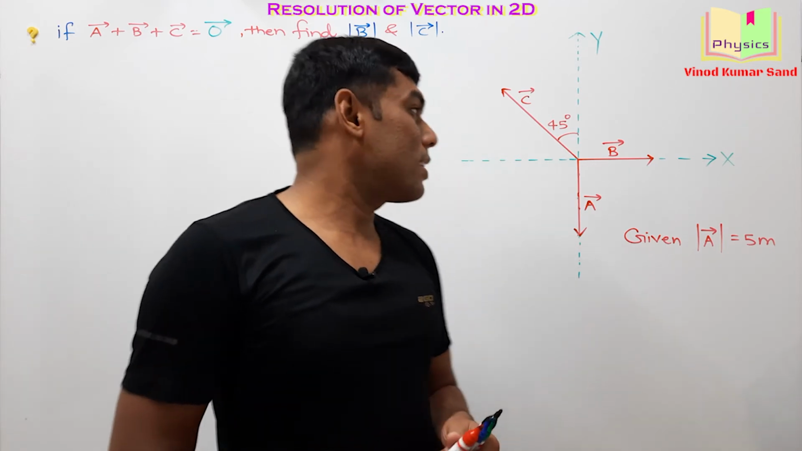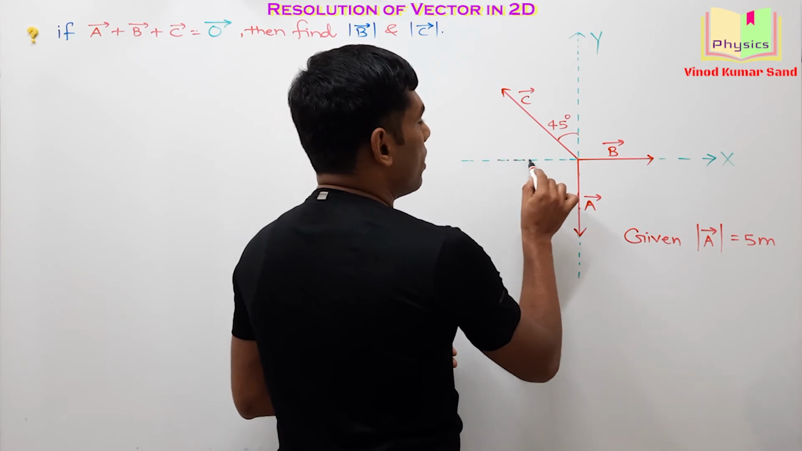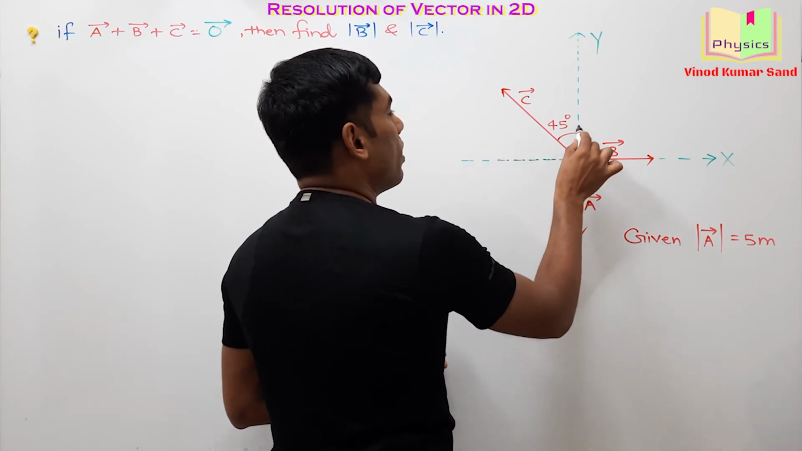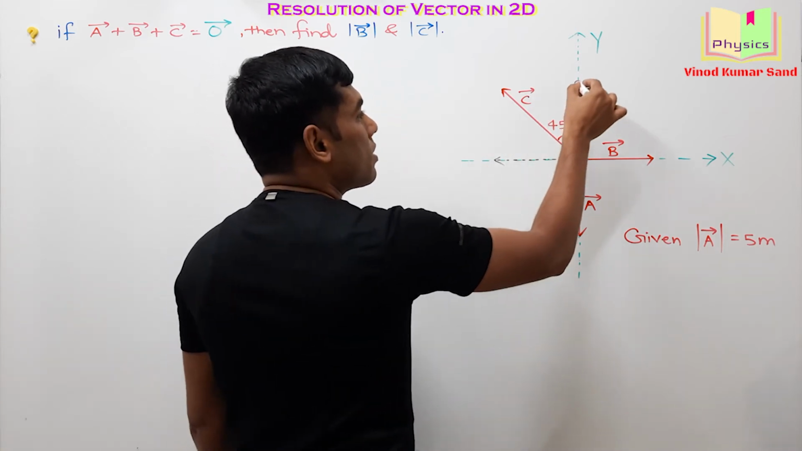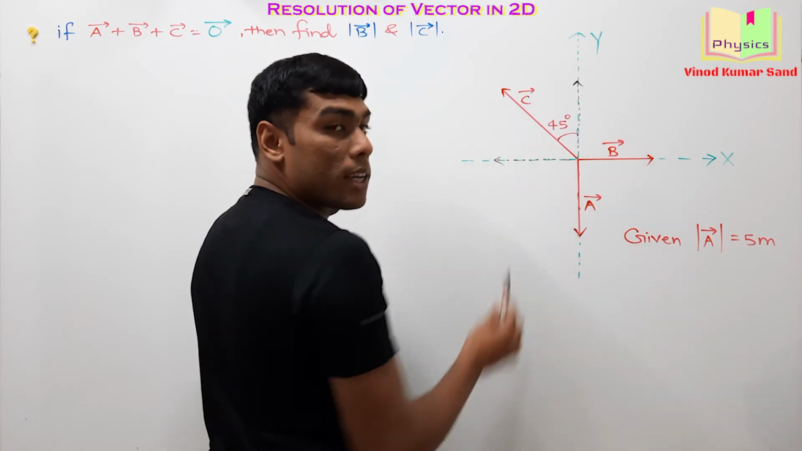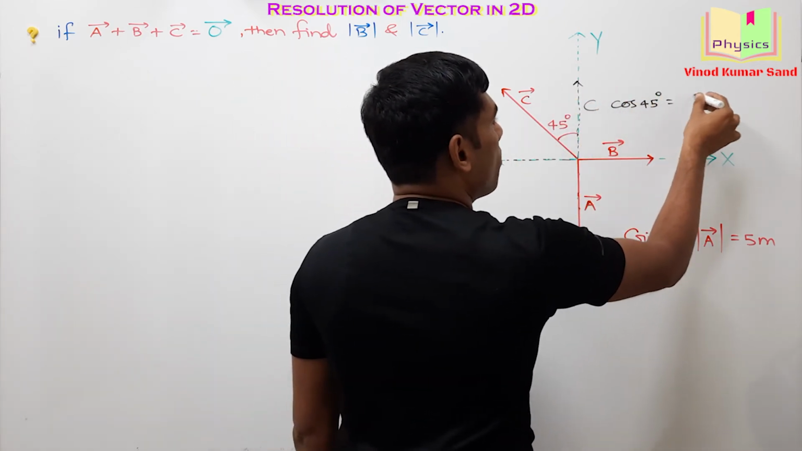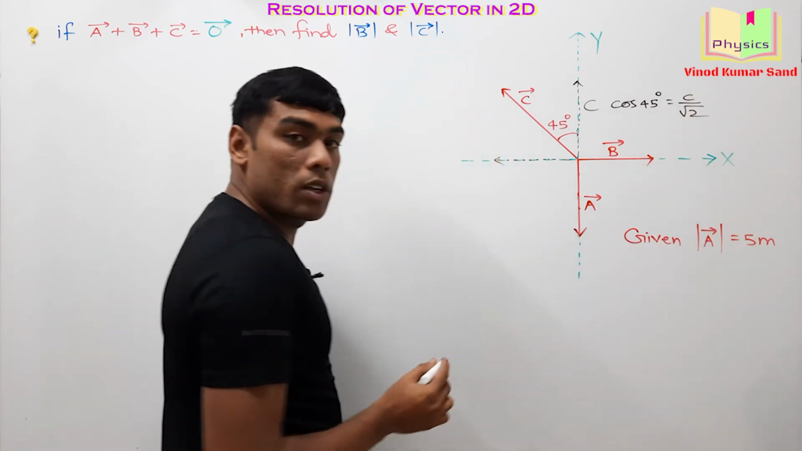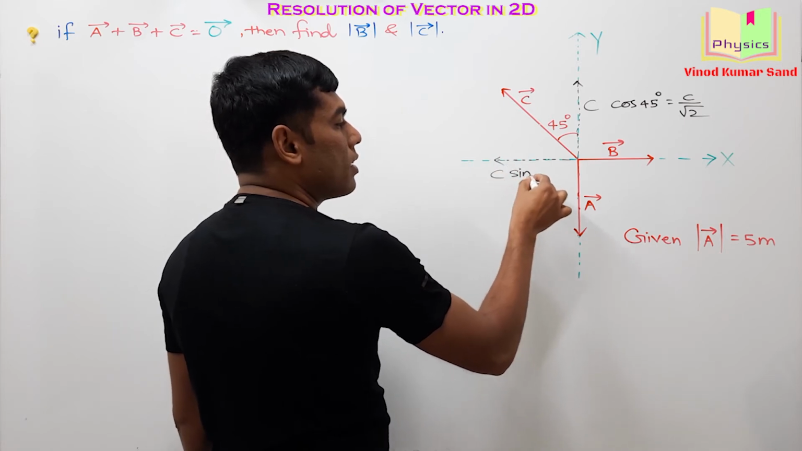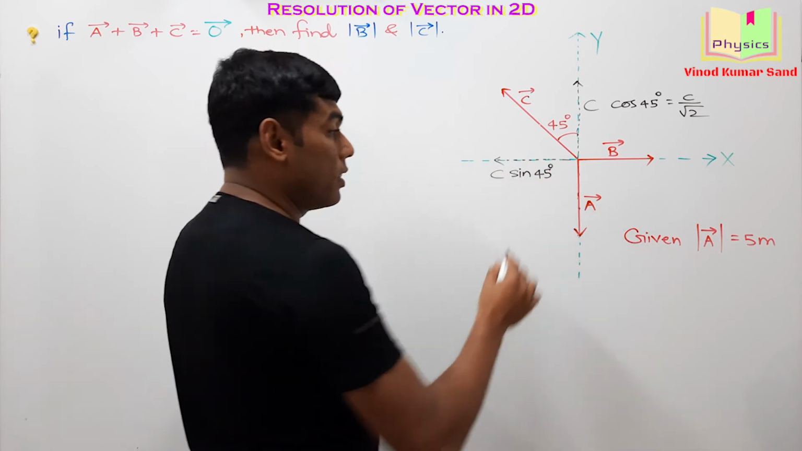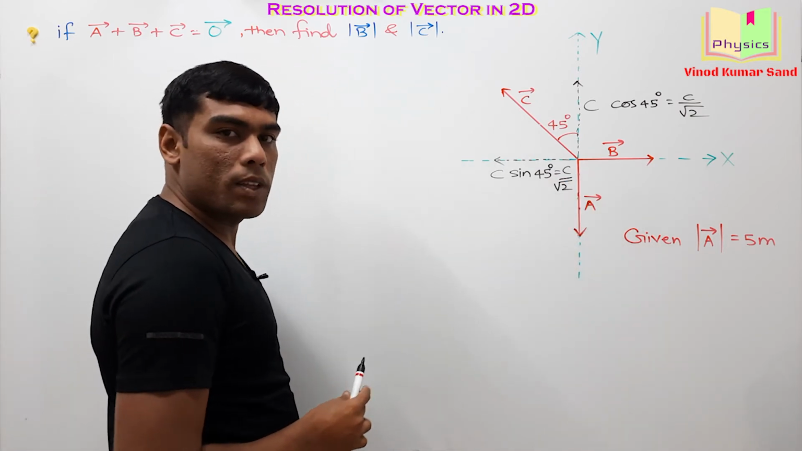Okay, I'm starting the solution. The C vector will have a horizontal rectangular component as well as a vertical rectangular component. Do you agree? Its vertical component has a magnitude C cos 45 degree, which is equal to C by root 2. Similarly, the horizontal component of C will have a magnitude C sin 45 degree, that will be also equal to C by root 2. Do you agree?